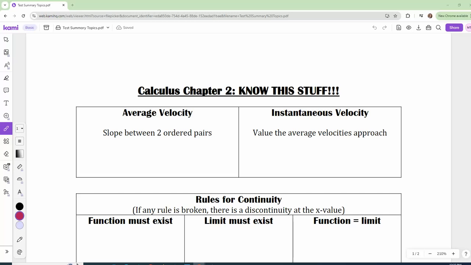All organized in one paper for you to review. Probably easier to look at this if I ask you to find average velocity. All I was asking you to do is find the slope. How do we do that? Yep, you have to have two ordered pairs.